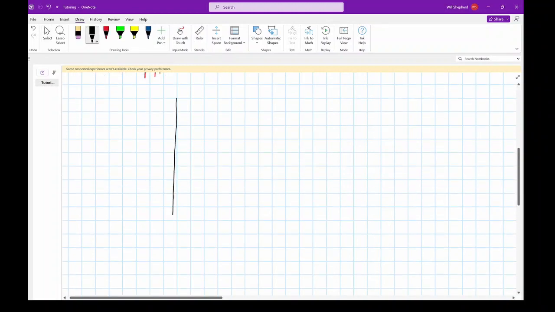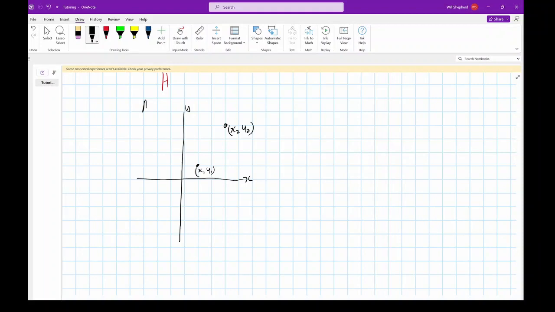So if we have a set of axes here, and we have a point here and here, and we'll call this x1, y1, we can call this x2, y2, right? Well, what we can do is figure out the midpoint first. To figure out the midpoint, what we would have to do is figure out what is the point in the middle.